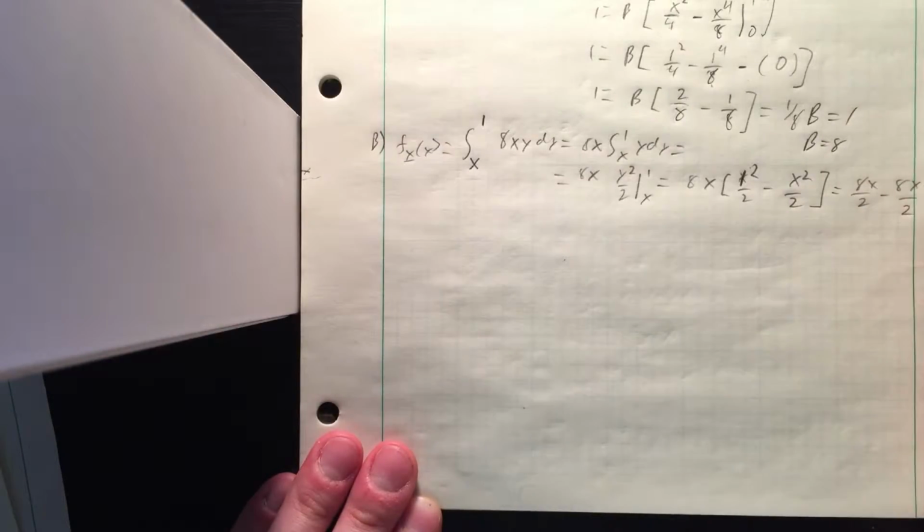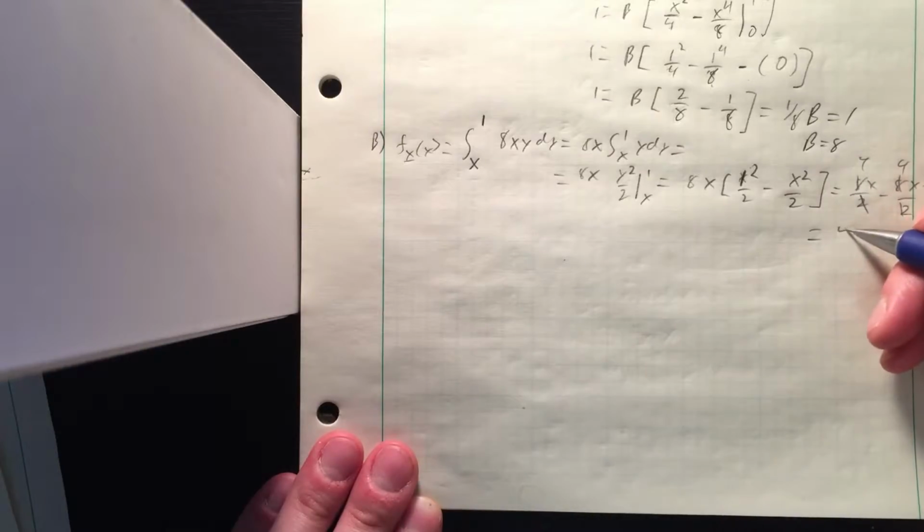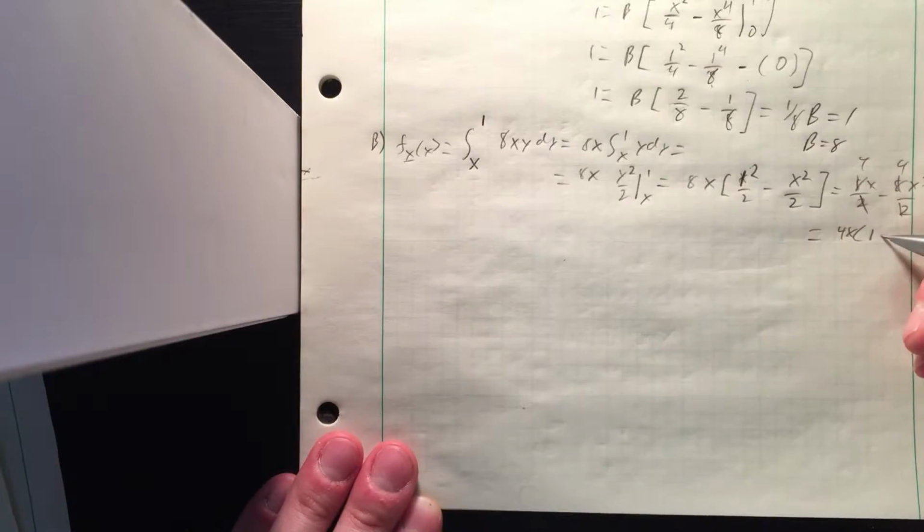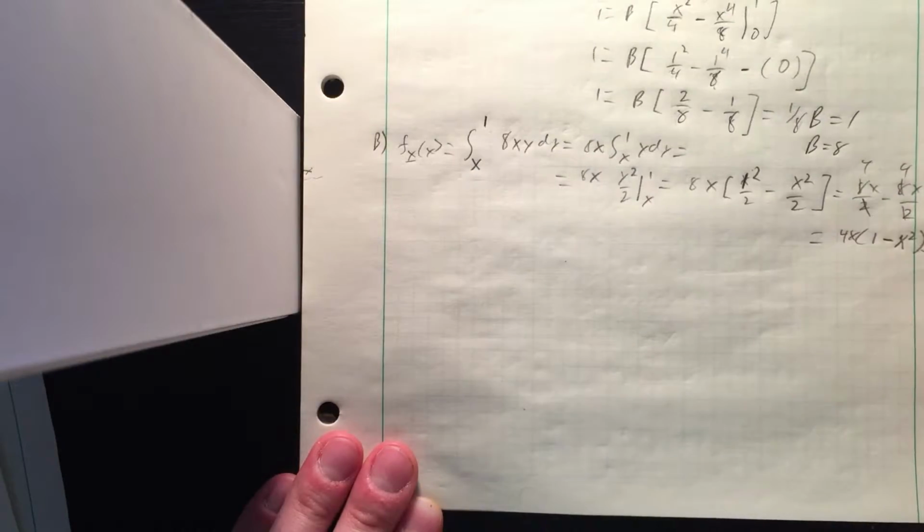When you distribute that through, that's going to cancel to 4. 4x is common, so f of x is 4x times 1 minus x squared.